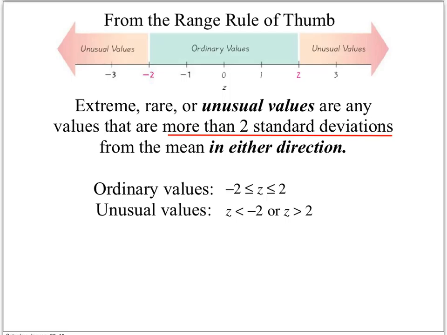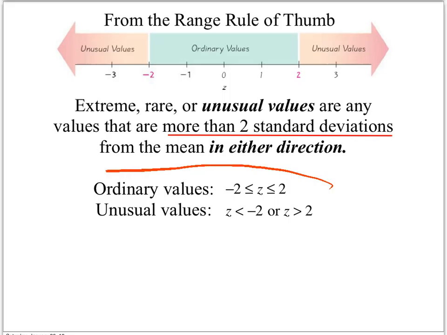Now, this all comes from the range rule of thumb, and it's all related. Just remember, the range rule of thumb says that extreme, rare, or unusual values are any values that are more than 2 standard deviations from the mean in either direction. Now, we spend a lot of time using normal distributions in this course, so it sort of gives you the impression that all data is distributed normally. But this is not necessarily the case. However, in these examples, we're mostly focusing on normally distributed data.